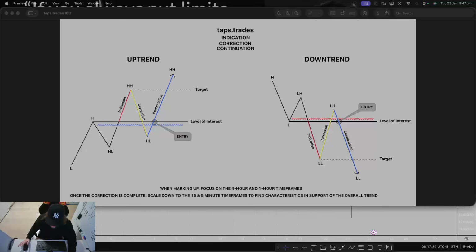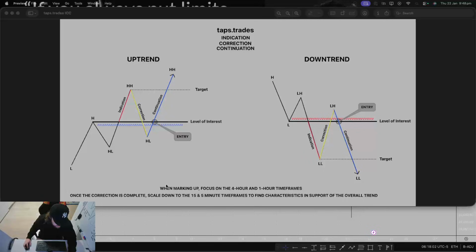So what is ICC? This is a strategy that I've been trading for about 6 months now, and it's been doing really, really well. I've had a really high success rate, a high win rate, if you want to call it. ICC stands for Indication, Correction, and Continuation. It's a trend-based strategy. That means the market either needs to be in an uptrend or the market needs to be in a downtrend.